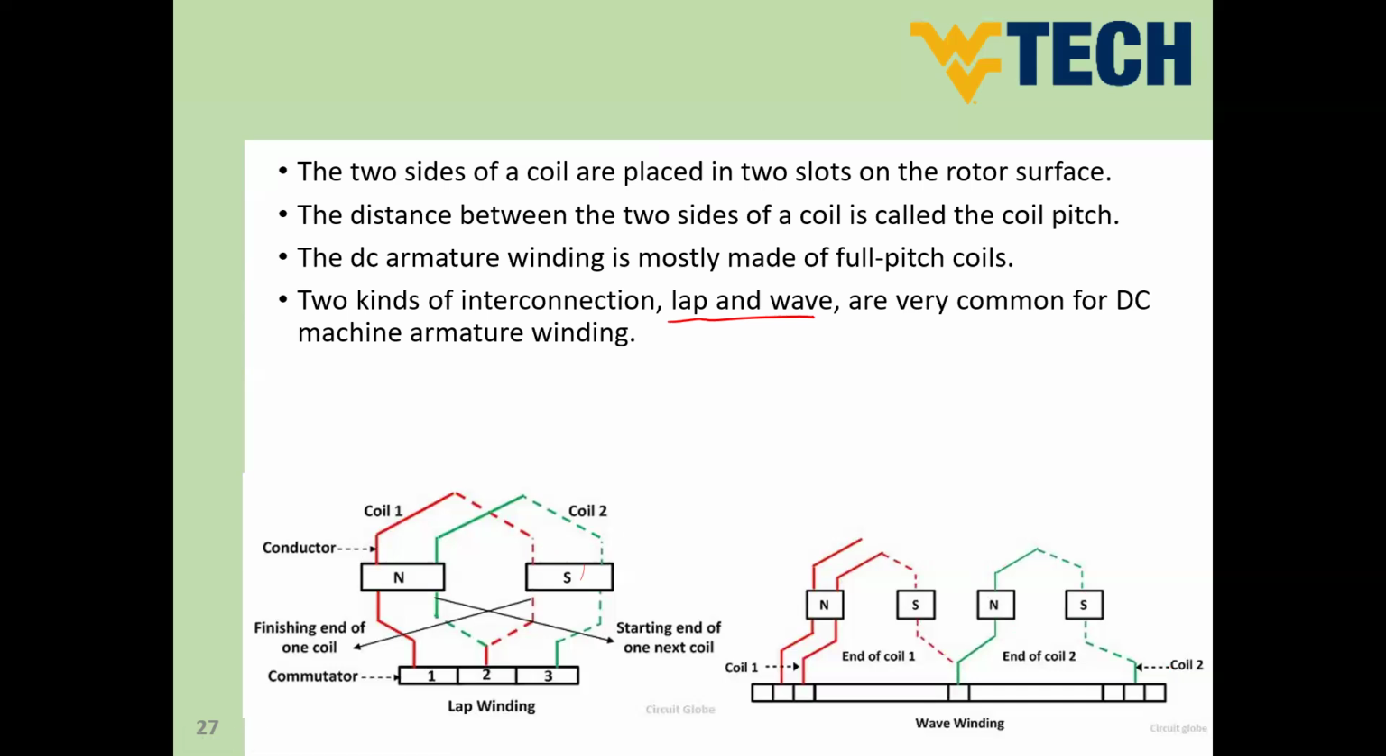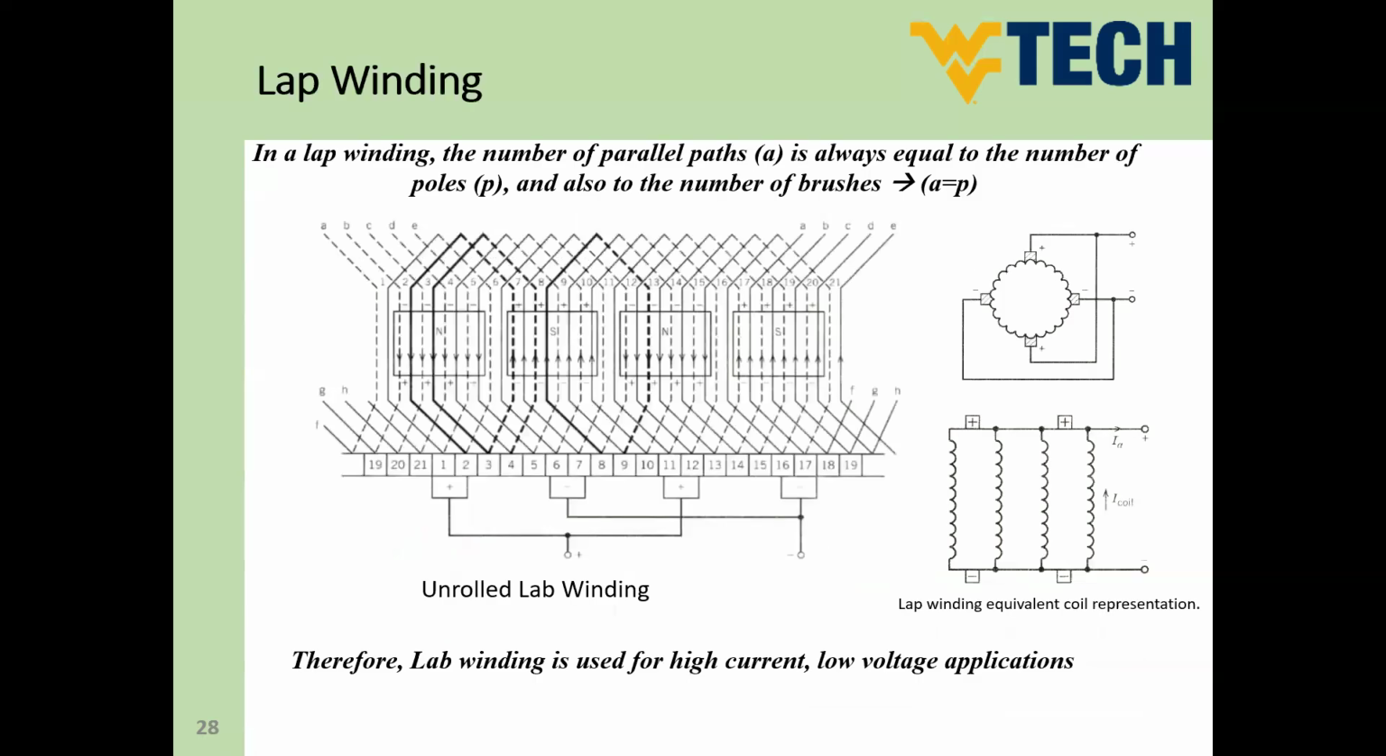What are the benefits? Here, guys, for instance, in lap winding, the number of parallel paths, A, is always equal to the number of poles. So if you have, for instance, a machine of 2 poles, the number of parallel paths will be 2. If you have a machine of 4 poles, the number of parallel paths will be 4, and so on. So this is the first type. It's called lap winding.